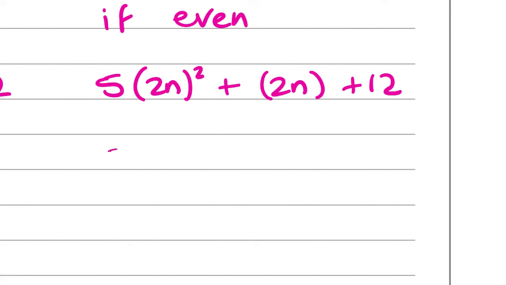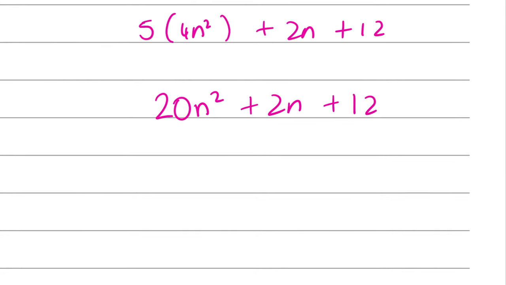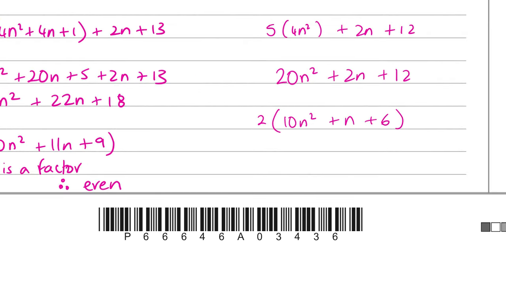So we're going to have 5 lots of 4n squared plus 2n plus 12. So we're going to have 20n squared plus 2n plus 12. Okay. 2 lots of 10n squared plus n plus 6. What do we also notice? 2 is a factor. Okay. Therefore, even. Now you can see I factorised 2 out of all of it. Okay. Yeah. Not just some of it.